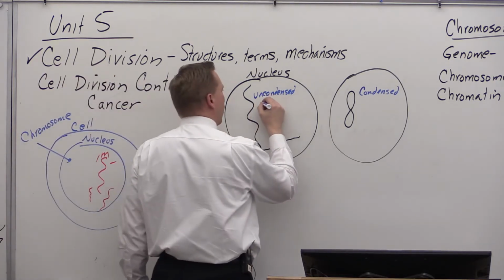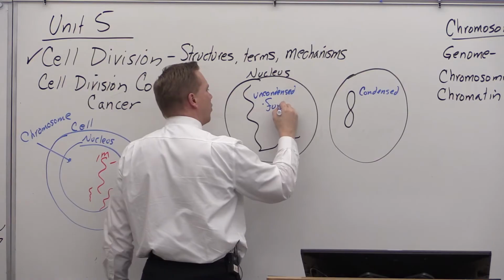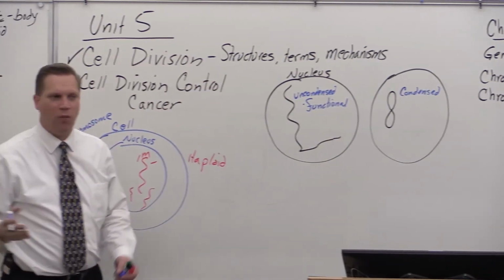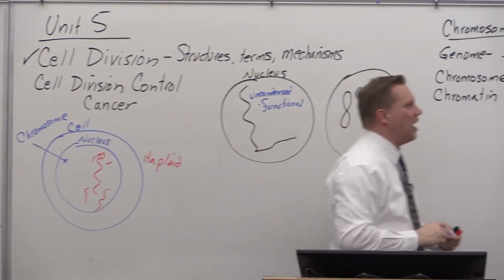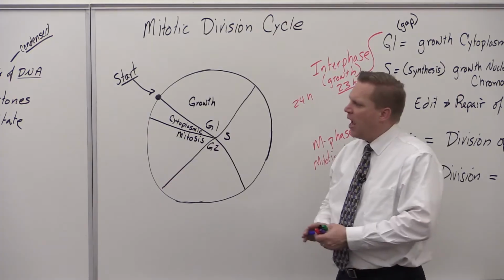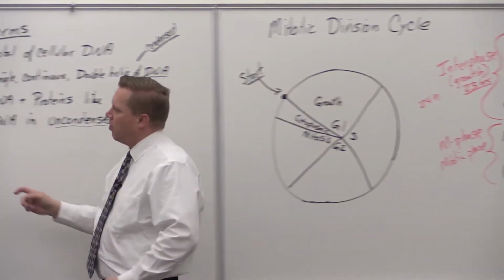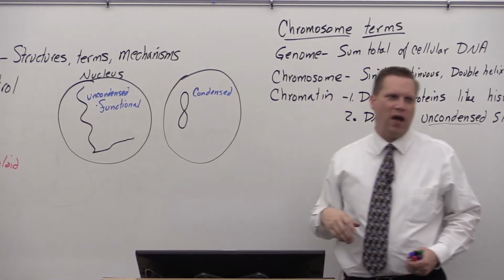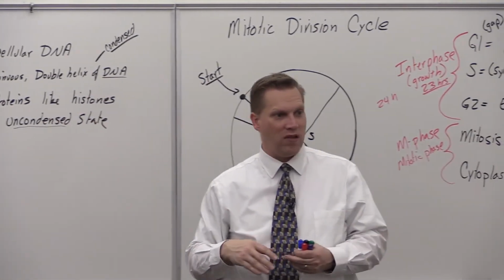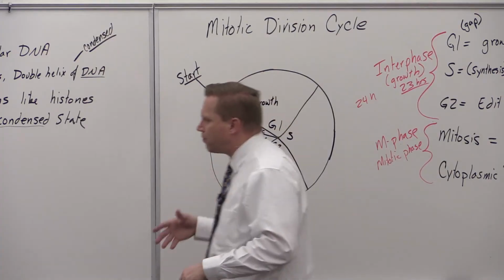The uncondensed form is usually the functional form. That's the form that the DNA is in most of the time. So when the cell is in interphase, all through interphase, we're in an uncondensed form. And then we only condense the chromosomes themselves when we're getting ready to move them, when we're actually dividing them during mitosis. Why do we do that?